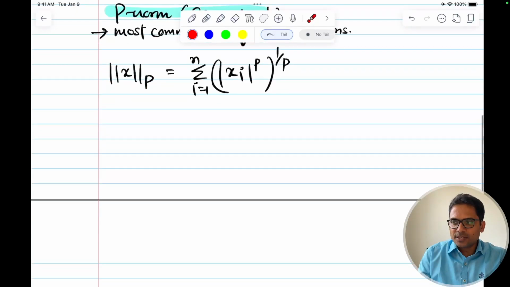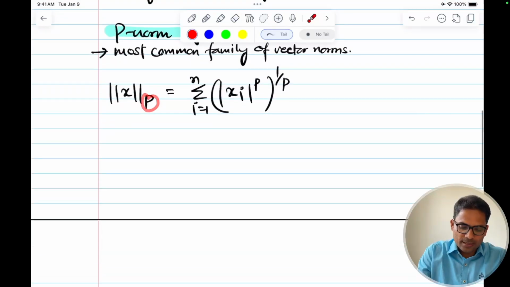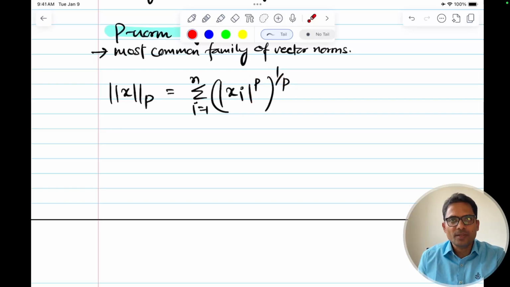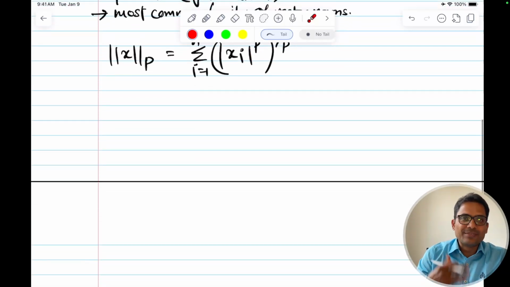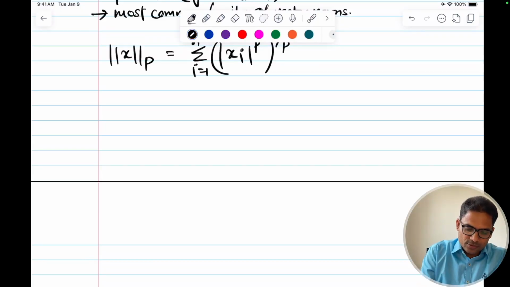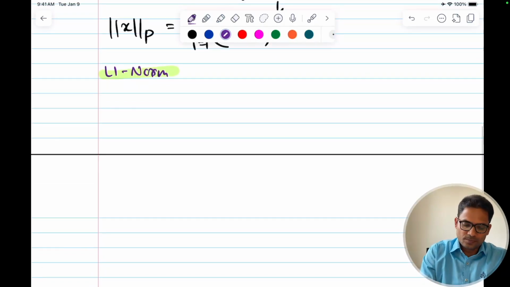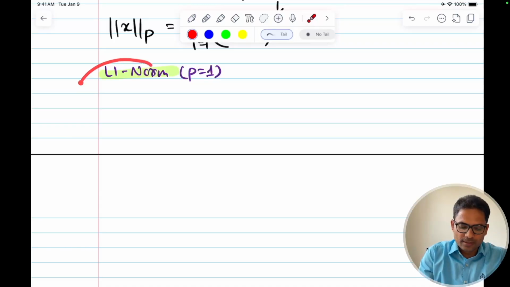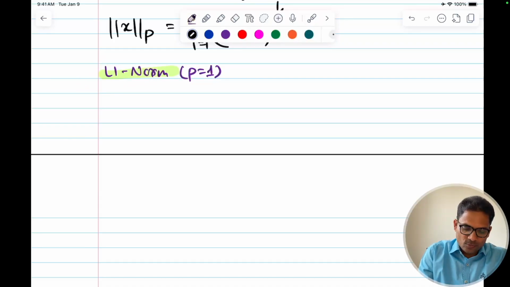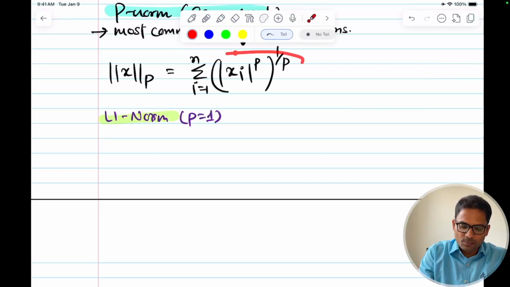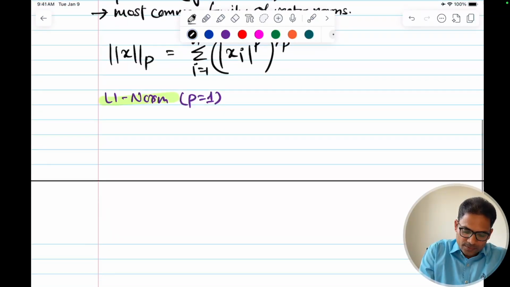So let's get specific, and we can change the value of this p. We can put here 1, 2, 3, and make the corresponding changes, and then we will get different norms. So let's see the norms that we know already, and now you will get the understanding. There is something called the L1 norm, where p is 1. If you put p equal to 1, you will get the L1 norm, the length 1 norm. So just put p in this formula, and you will get the first norm.